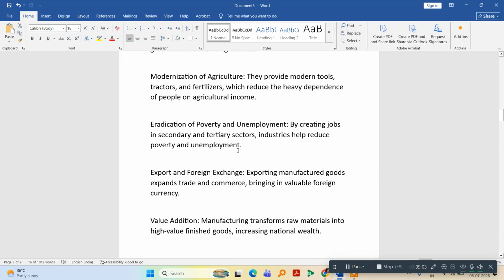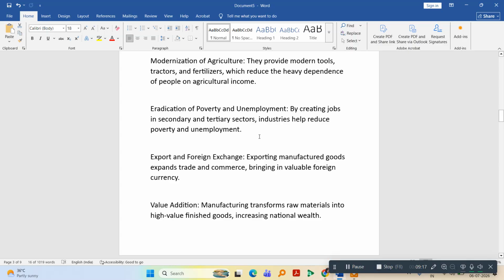Eradication of poverty and unemployment by creating jobs. Now, as per this concept, there should be more jobs in the secondary as well as tertiary sectors. Industries help reduce poverty and unemployment.